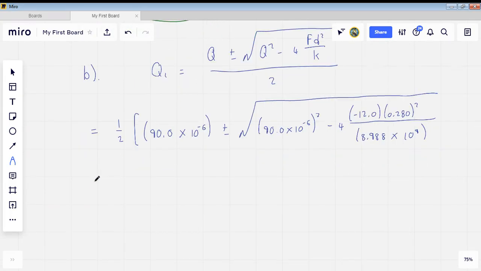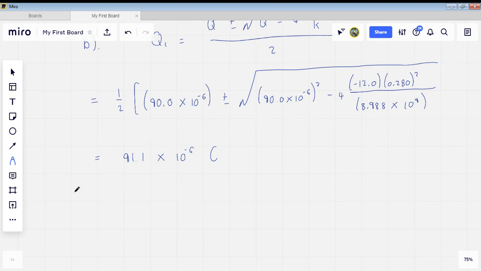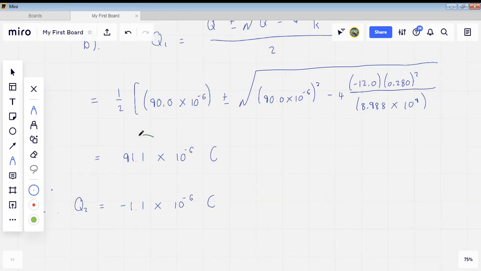And so if we calculate, we get Q1 to be 91.1 times 10 to the minus 6 coulombs. And this is positive, so therefore the charge Q2 must be negative, and this will be minus 1.1 times 10 to the minus 6 coulombs. So that's the charge on each sphere if the force between them is now attractive.